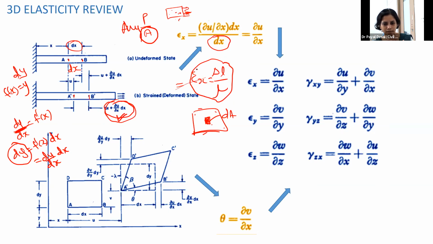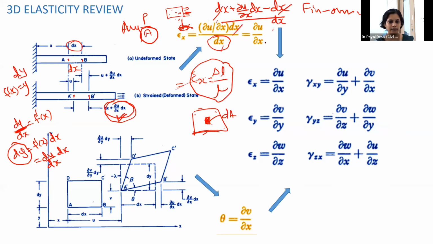So here we have taken a differential length. The final length is dx plus del u by del x into dx, minus dx. This is your final length minus original length. Then divide by dx, the original length, and it will give you the strain component in the x direction. The dx terms get cancelled, and you get del u by del x. That is how you determine the strain components in three-dimensional elasticity.